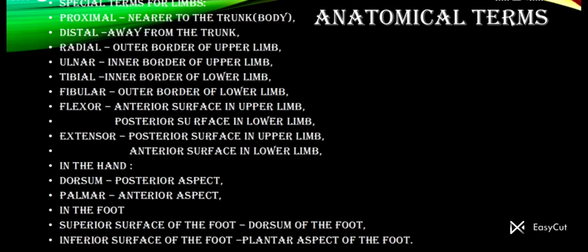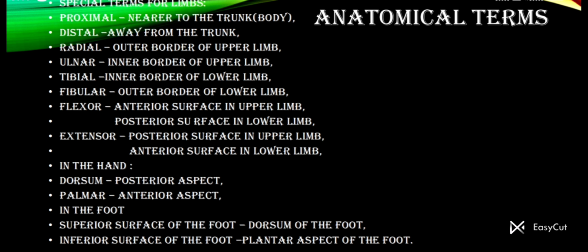Then next we have to discuss special terms for limbs. What are the special terms we'll use for the upper limb and lower limb? The first one is proximal. What do you mean by proximal? The structures nearer to the trunk. Trunk means body. What do you mean by distal? The structures away from the trunk.